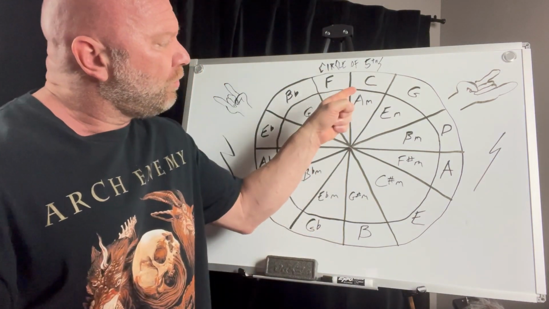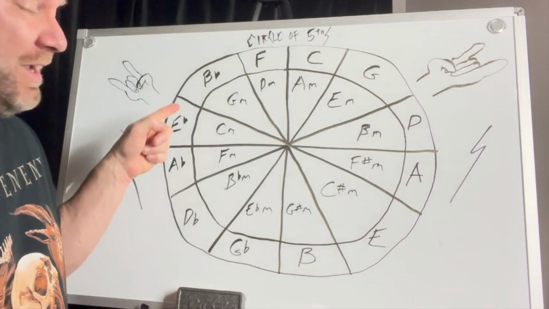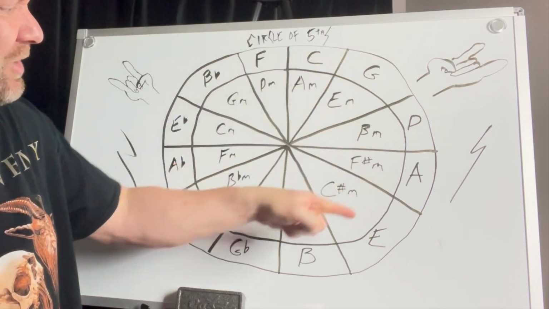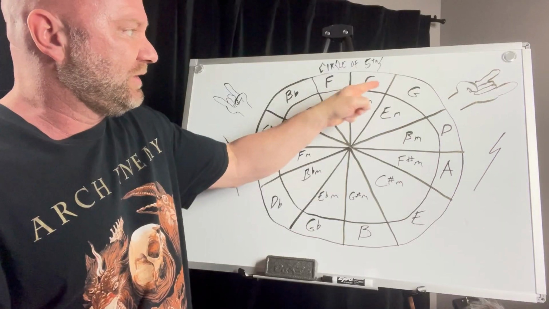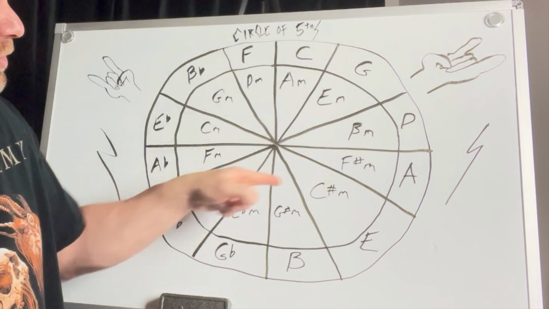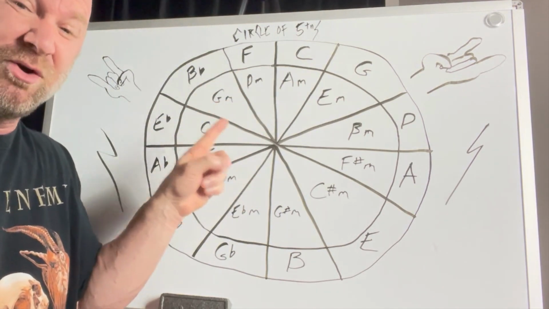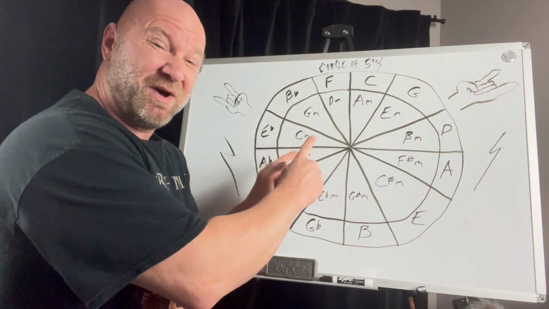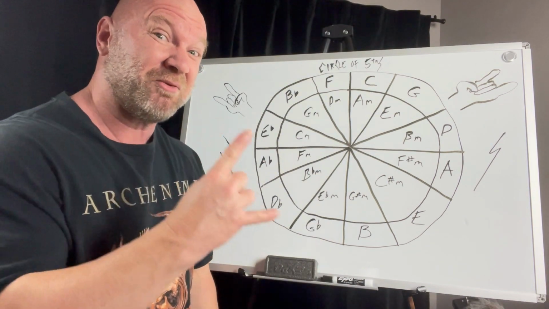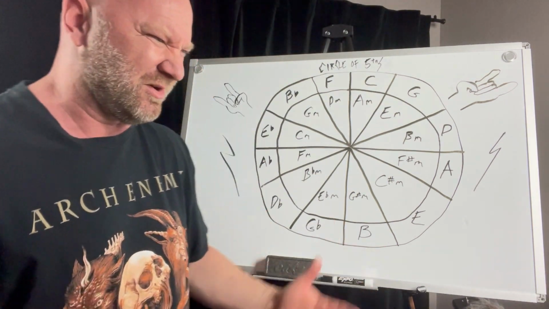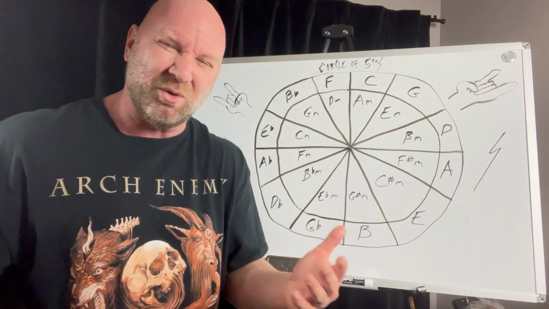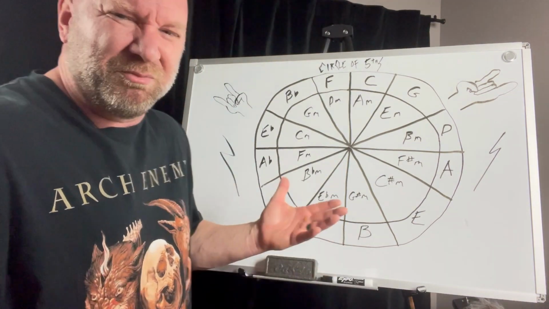So let's start out with these notes here on the outer edge. These are your major chords, okay? Your F, C, G, and so forth. And the inner circle here, these are your minor chords. Now, we're going to come back to the minors because us metalheads, we love our minor keys. I think most every song I've written that's metal anyway is in a minor key, as with most metal songs.